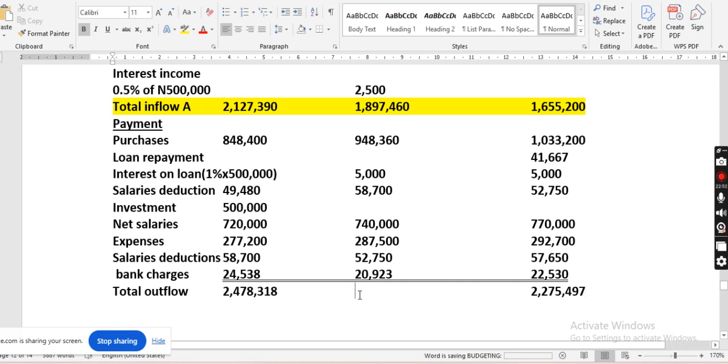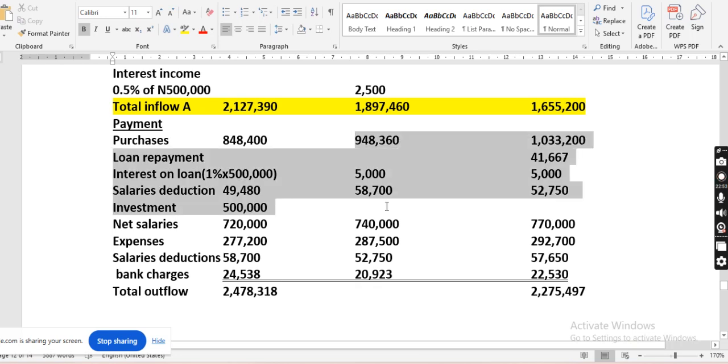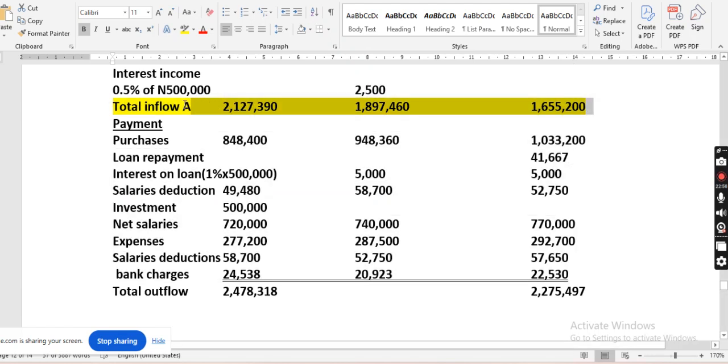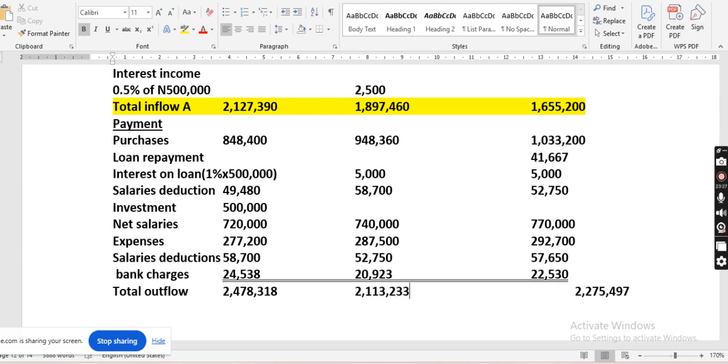Next figure, please. Don't forget that this is your payment from this part. For August, 2,113,233.